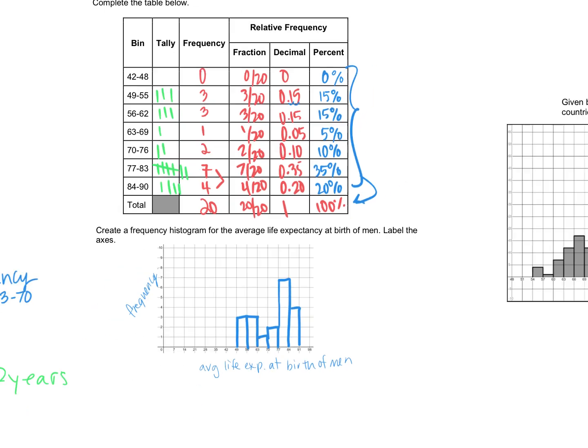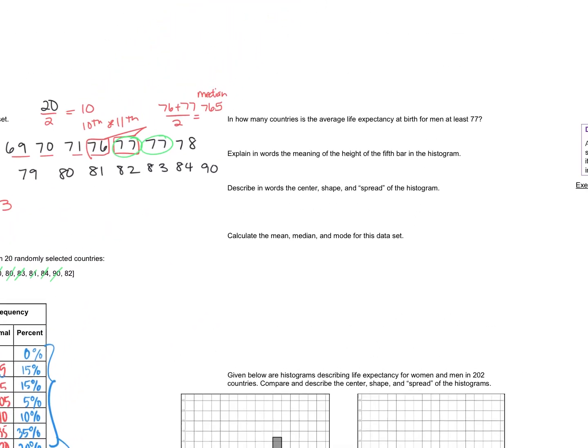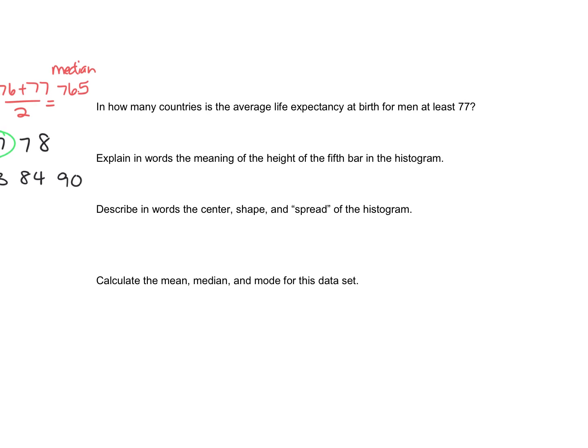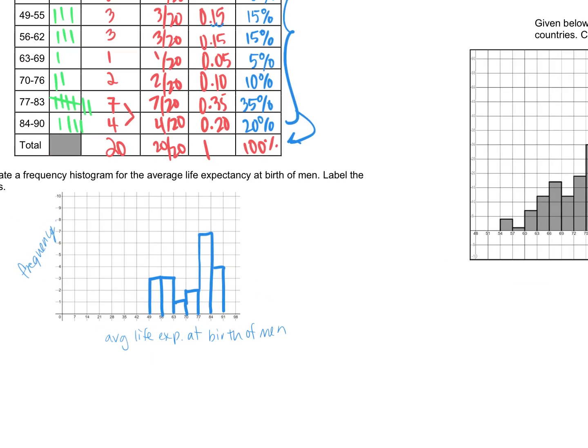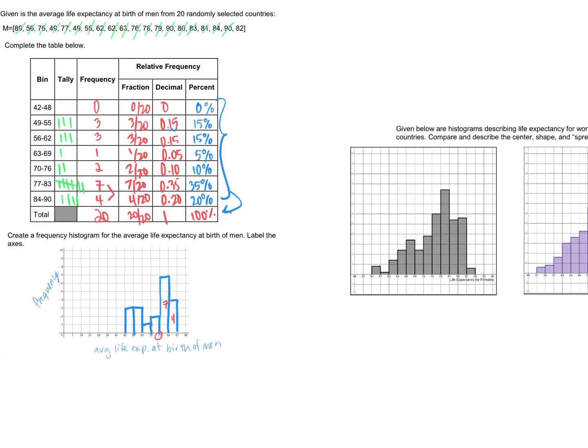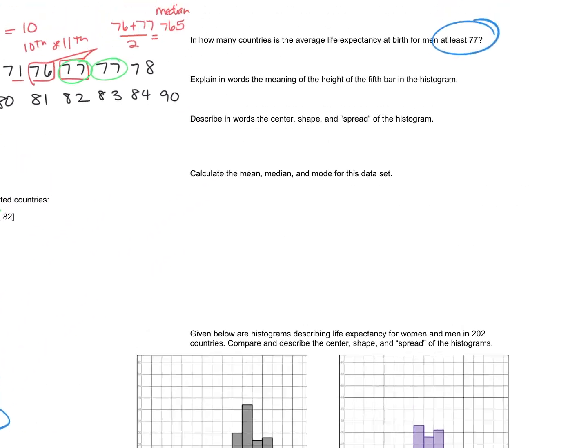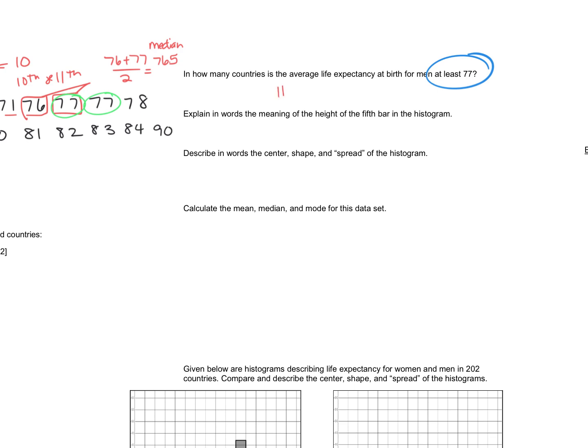Then looking at our next page, a question says, in how many countries is the average life expectancy for men at least 77? So if we go to the 77 again, 77 is right here, and we had 7 people over here and 4 over here, so we had 11. That's using the graph to find that information. So there are 11 countries.